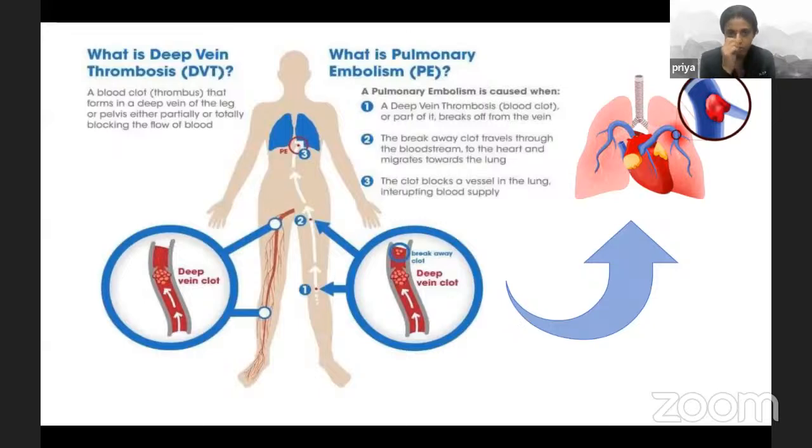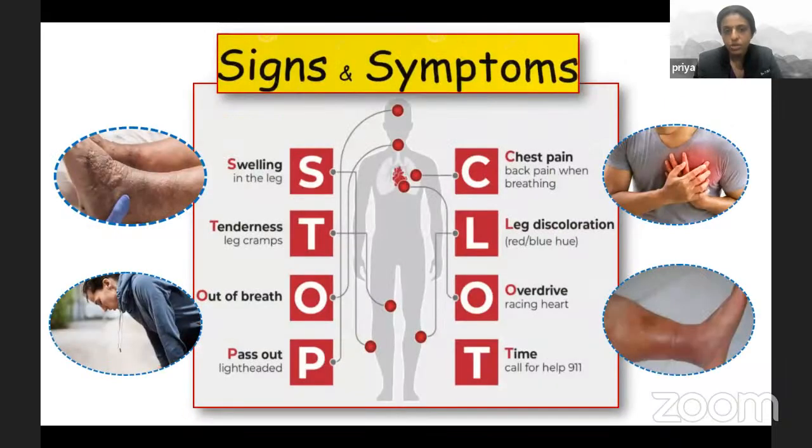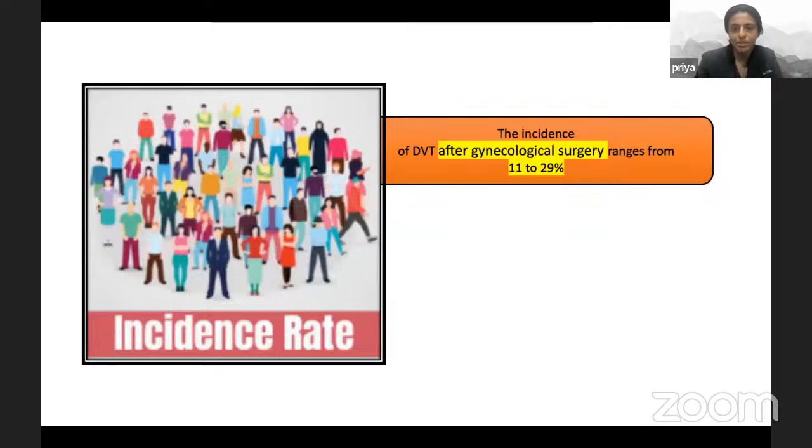who undergo operative laparoscopy. Now, we know that Virchow's triad, the triad of stasis, vascular injury and hypercoagulability, when it comes together, results in a clot, and this clot can travel and lead to an embolism. So the mnemonic that we use is STOP CLOT. So STOP is the signs and symptoms: swelling in the leg, tenderness, out of breath, or the patient passing out, and chest pain, leg discoloration, tachycardia. And then when you are at O, it's time to call for help. That is to immediately start managing the patient.